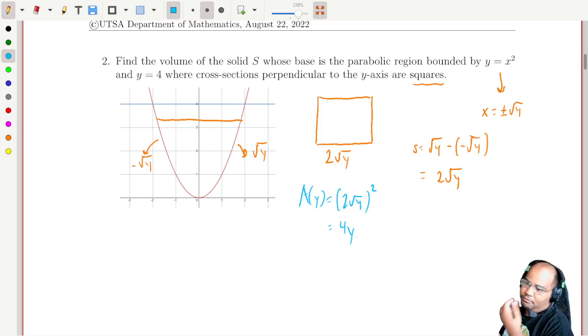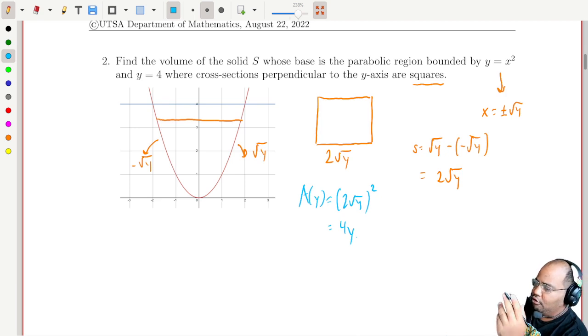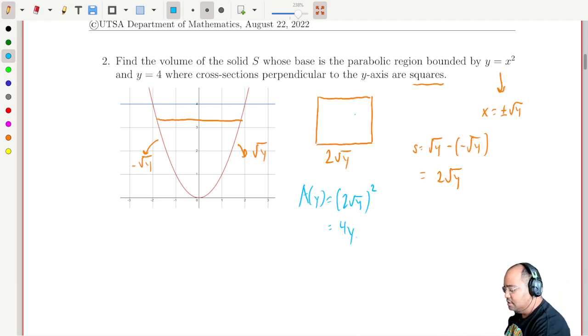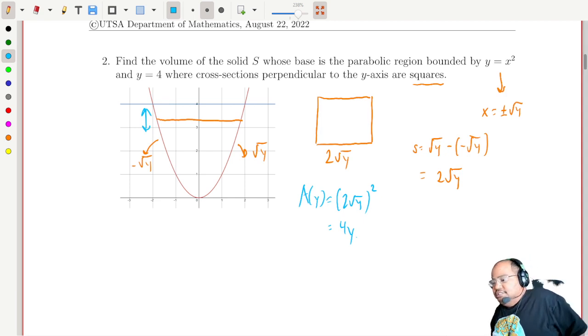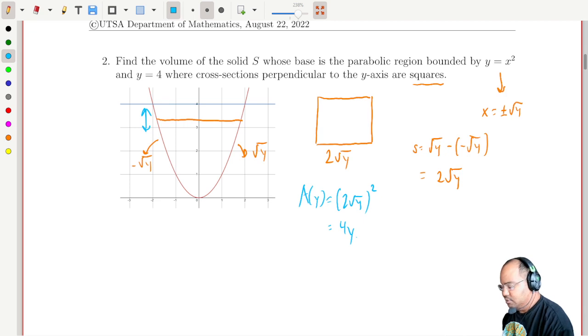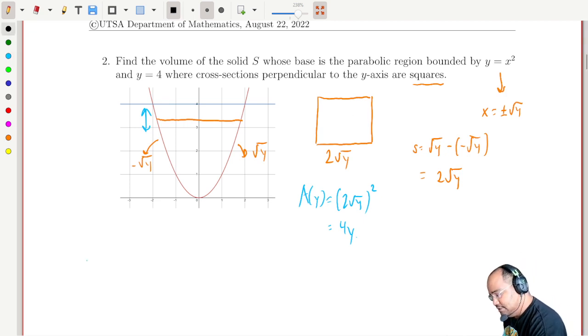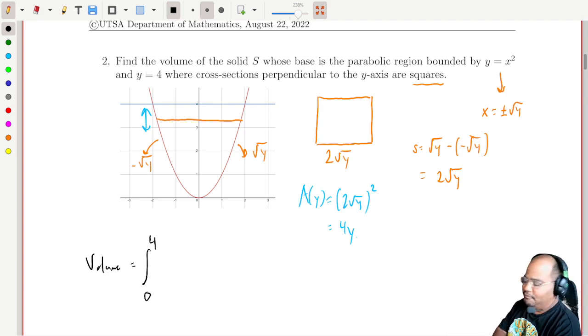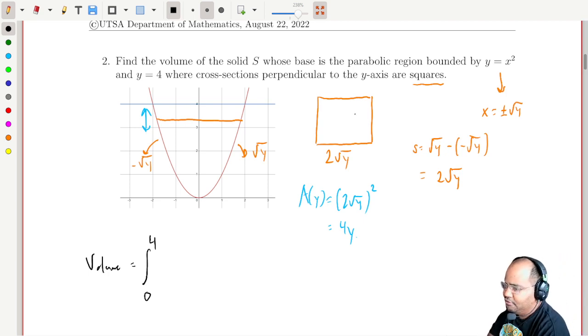And now how do we find our volume? We integrate all the way across. Notice here that these cross sections are moving up and down, not left to right, and so this is an integral in y. So the volume is the integral from 0 to 4. And why is it from 0 to 4? Because this orange strip, at its lowest, y equals 0. At its highest, y equals 4. That's the top boundary curve of the region.